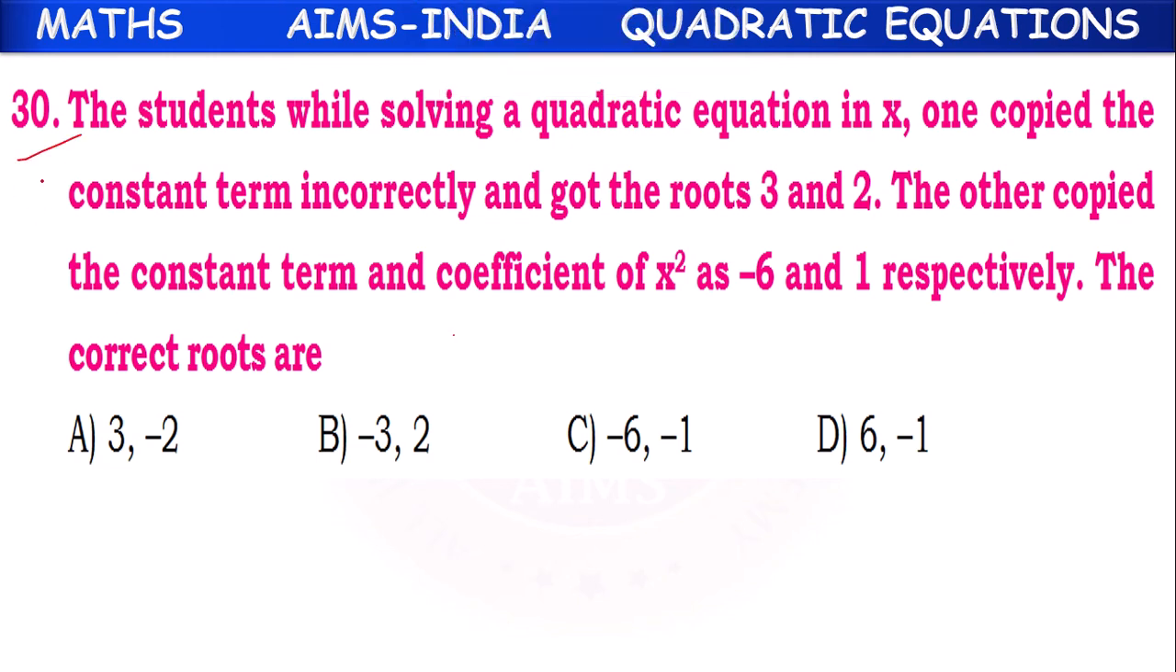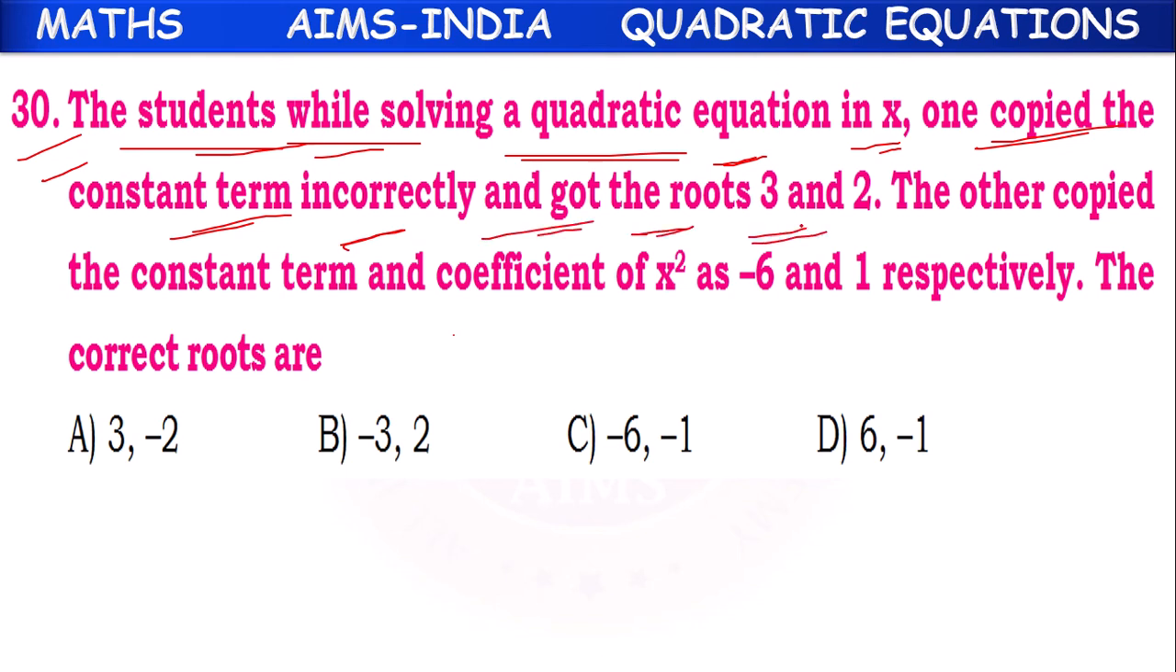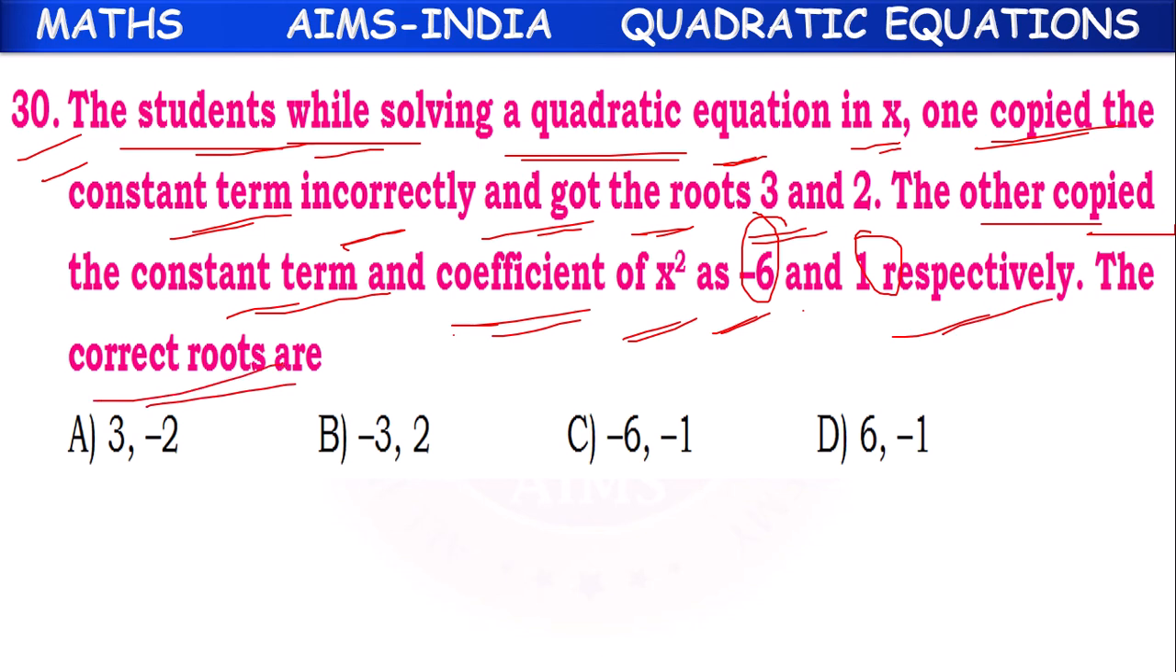Next question, 30th question. Two students were solving a quadratic equation in x. One copied the constant term incorrectly and got the roots 3 and 2. The other copied the constant term and coefficient of x square as 6, 1, minus 6 and 1 respectively. The correct roots are how much?